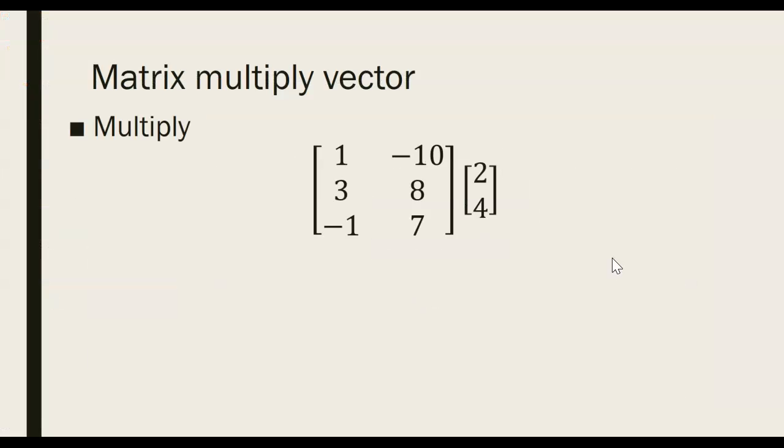So here's what I'd like you to do. I'd like you to try multiplying the following matrix times the following vector: 1, negative 10, 3, 8, negative 1, 7 as your matrix, and 2, 4 as your vector. So go ahead and push pause and then do that.